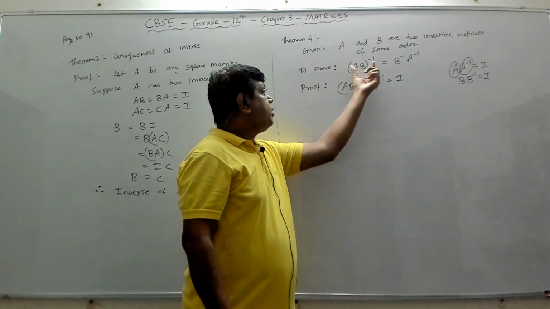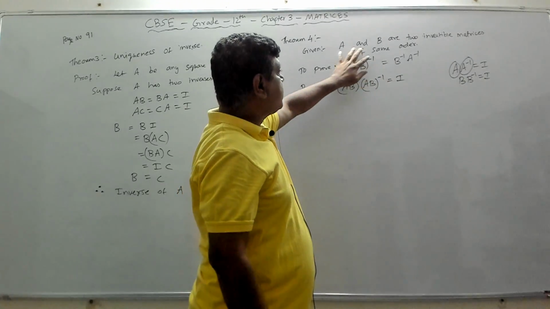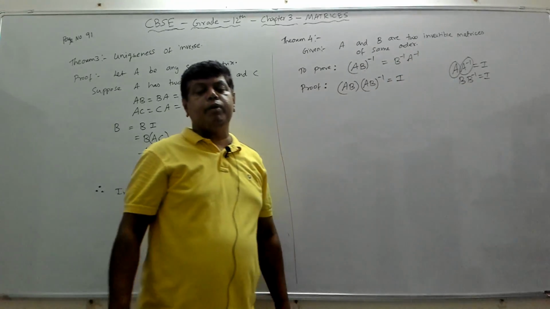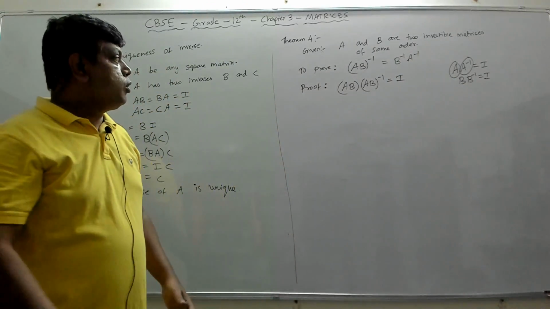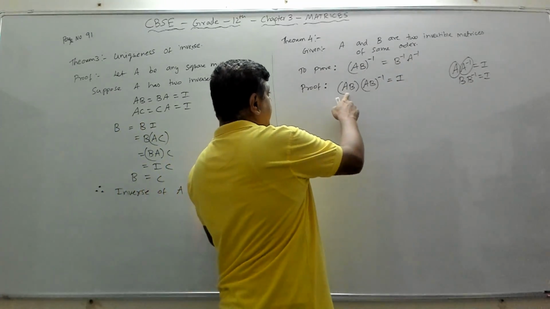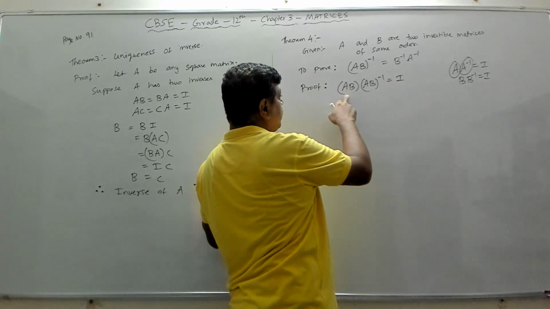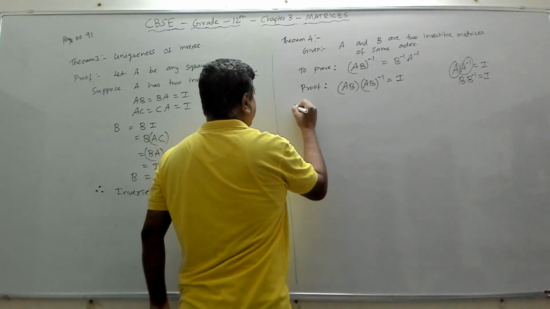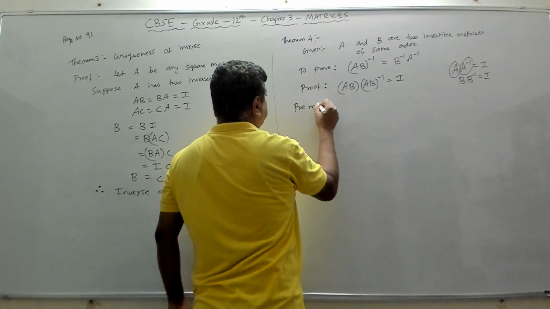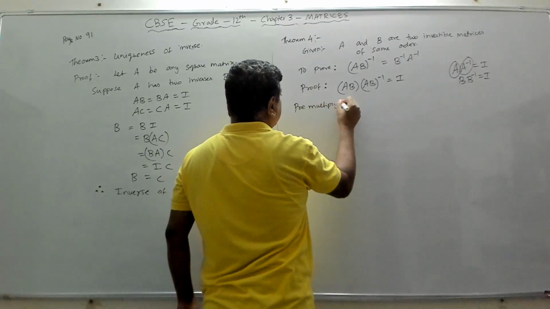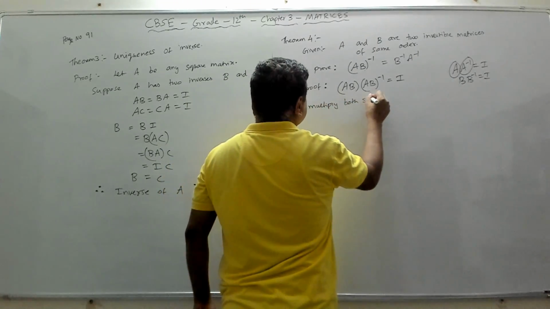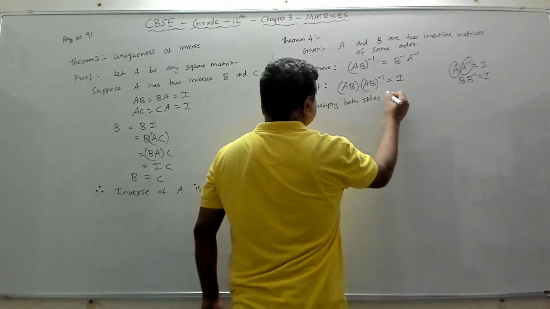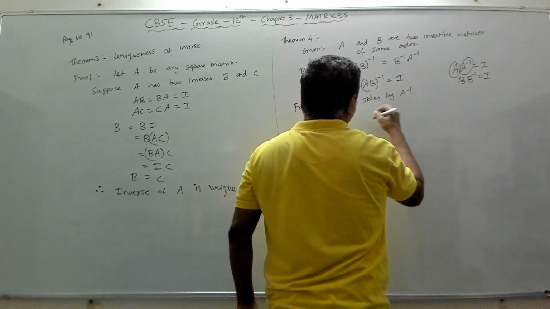And keep here only AB inverse, because we need AB inverse on the left hand side. The right hand side we need B inverse, A inverse. So what we'll do is, to eliminate this A from LHS, we will pre-multiply both sides by A inverse.